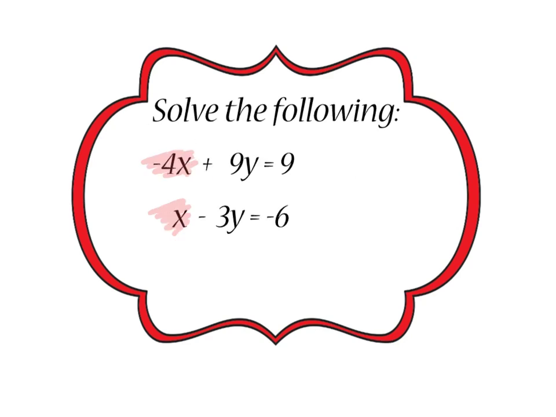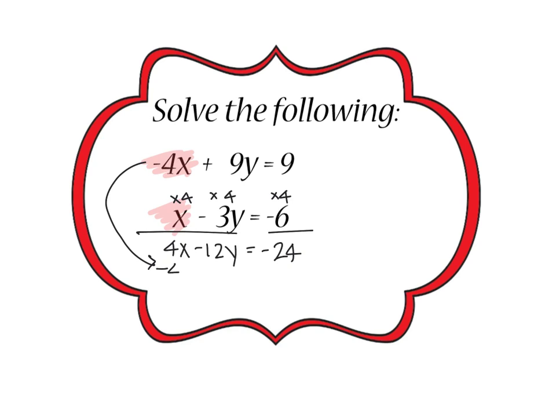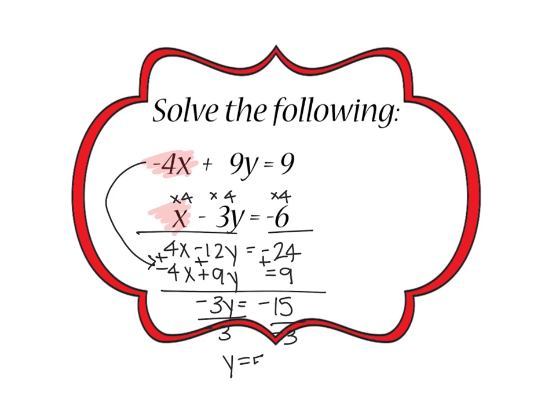On this example, I have a negative 4x and a 1x, and so I want there to be a 4 out in front here, so I'm going to multiply each of these by 4. That'd get me 4x minus 12y equals negative 24, and then I'll rewrite this equation right below it. And now when I add, those x's will cancel out. I'll have negative 3y and negative 15. I divide both sides by negative 3, and y equals 5.